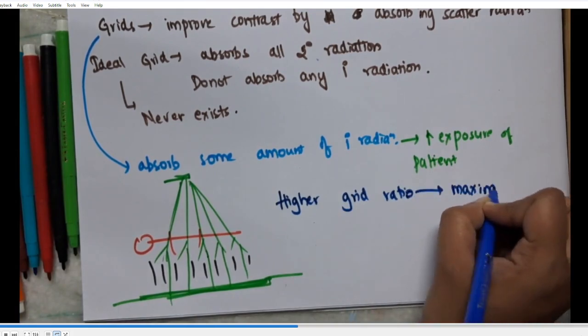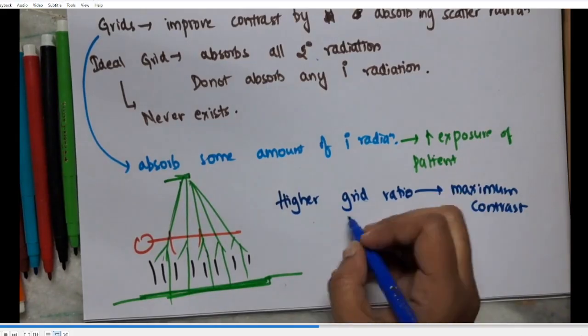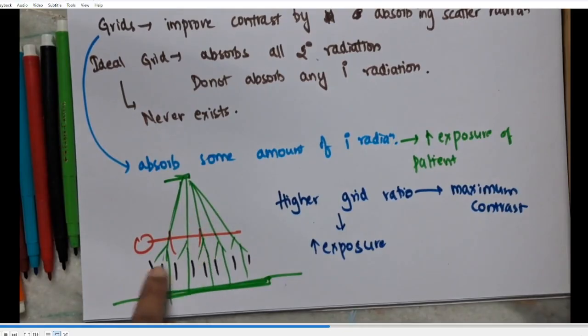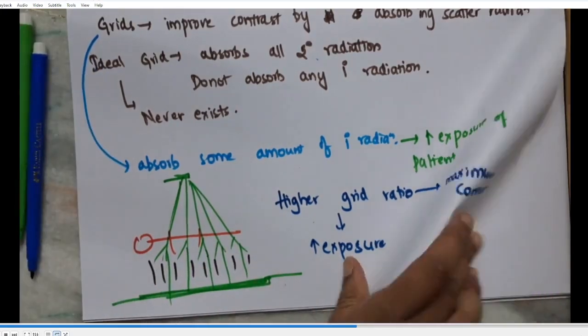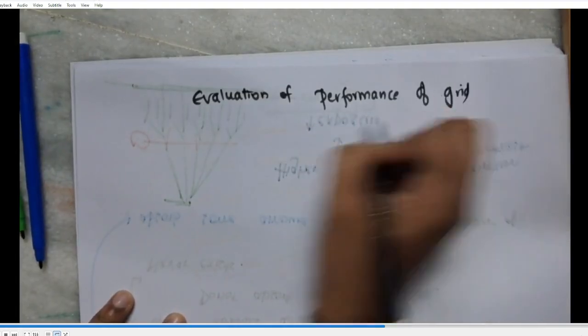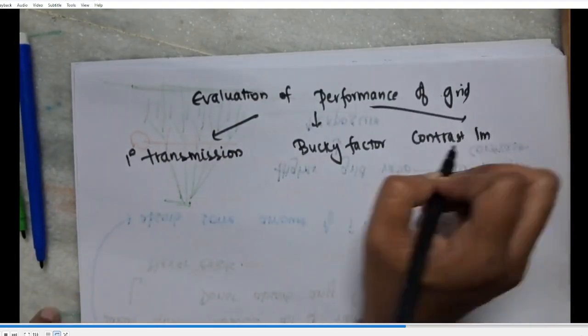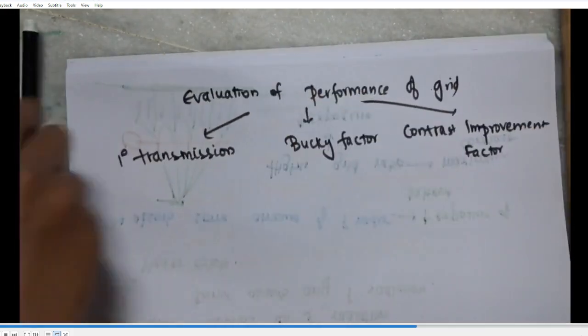So grids with higher ratios give maximum contrast, but the improved contrast is not necessarily worth the increased patient exposure. In every clinical situation, we must weigh these two factors. To help in grid design and grid selection, several tests have been devised to evaluate grid performance. There are three different tests which are important: primary transmission, which is TP, Bucky factor, given by B, and contrast improvement factor, given by K.